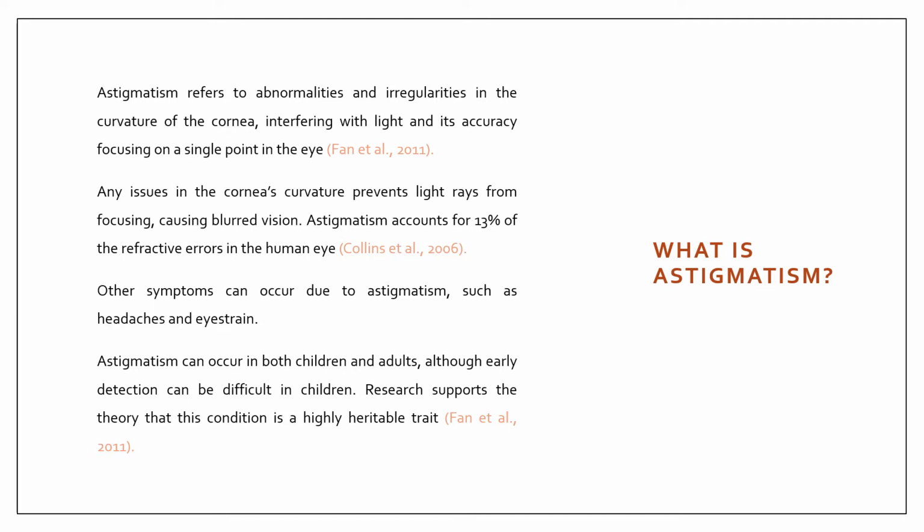The eye's inability to focus can happen at any distance, so people with astigmatism may struggle with blurred vision up close or far away. Astigmatism can occur in both children and adults, although early detection can be difficult in children because they don't often understand their symptoms or complain of them. Also, research supports the theory that this condition is a highly heritable trait.